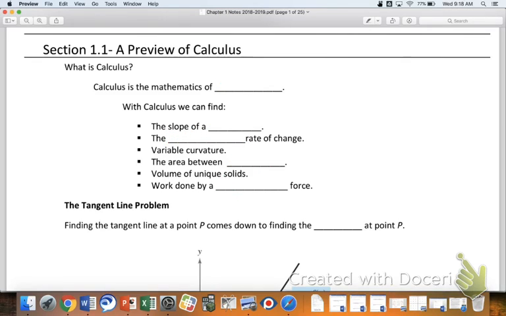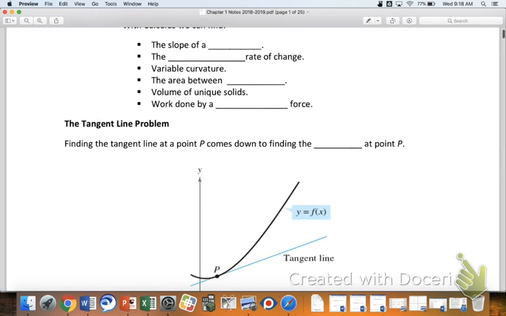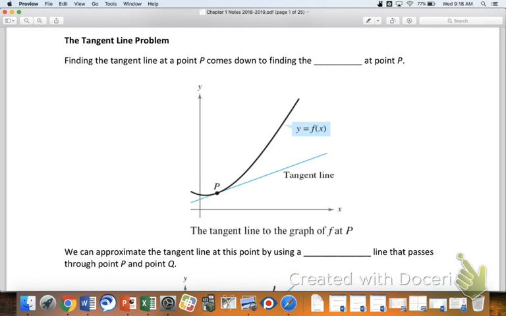So the two big questions we answer here are the tangent line problem. That's the first one. The issue there comes down to finding the slope at point P. We are going faster this time. We'll really dig through this in chapters 1 and 2. Finding the equation of a tangent line.